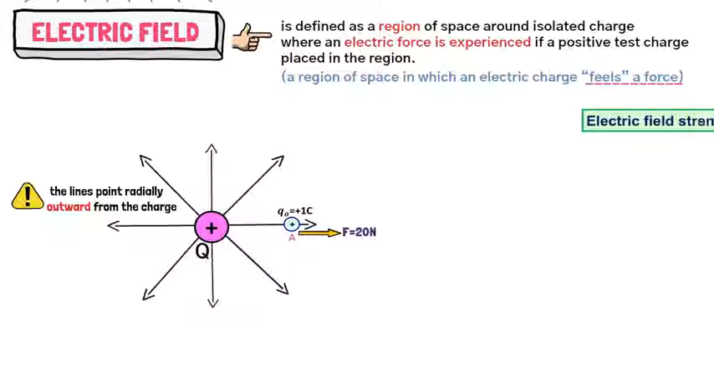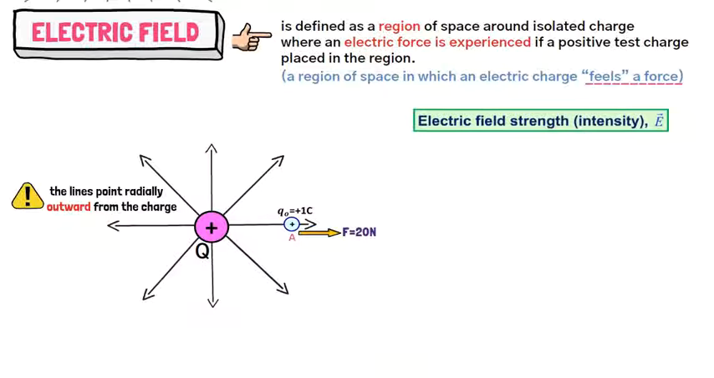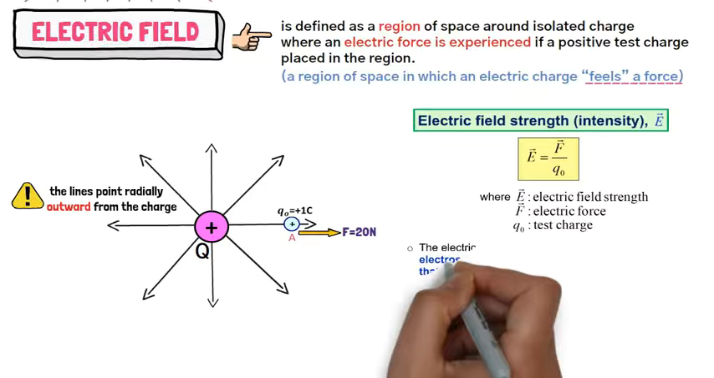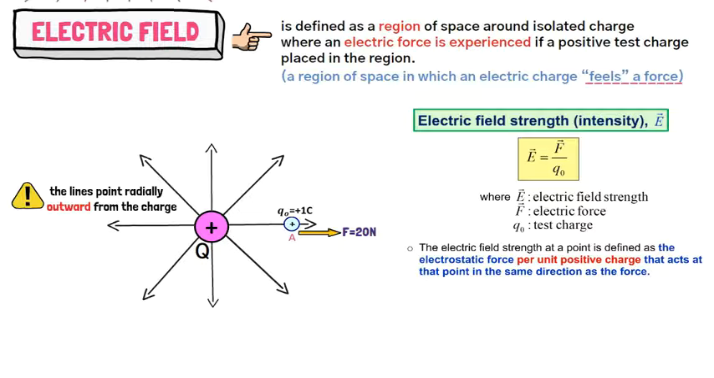Remember. So the electric field strength at a point, for example here we have point A, we can calculate by using equation E equal to F over Q naught, where Q naught is the test charge. Alright? So based on this equation, the electric field strength at a point is defined as the electrostatic force per unit positive charge that act at that point in the same direction as the force.